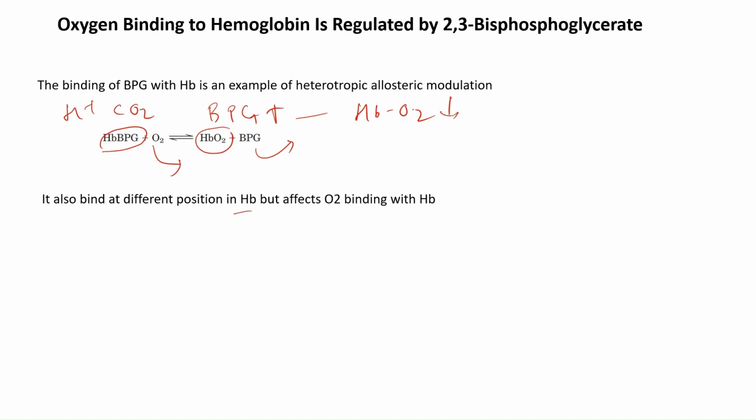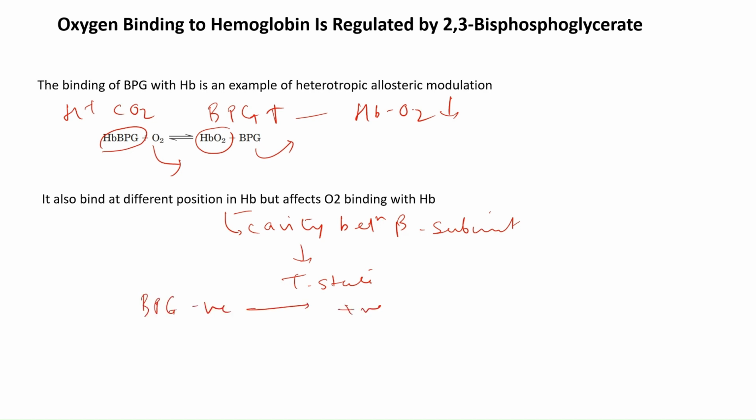Where does it bind? It binds inside the cavity between beta subunits. It stabilizes T state because its binding releases oxygen. Now BPG is negatively charged, therefore it can bind with the positively charged cavity of hemoglobin. So BPG and binding affinity of hemoglobin with oxygen, these are inversely related.